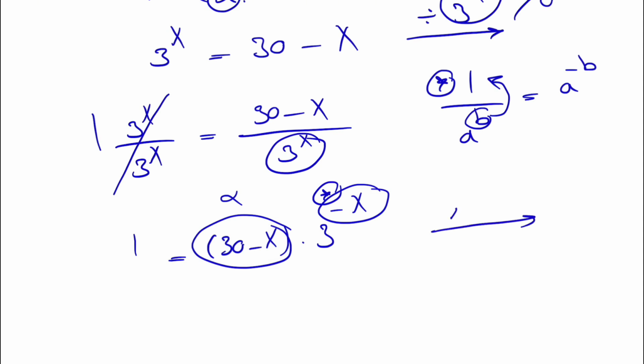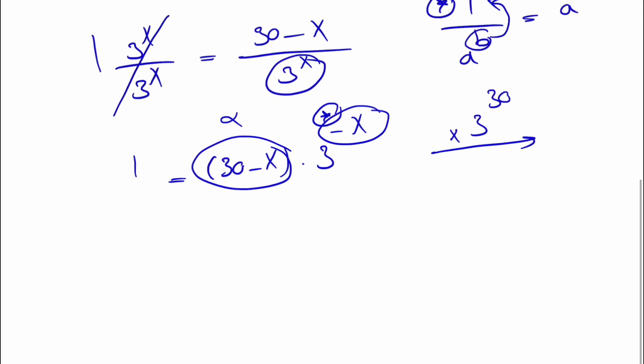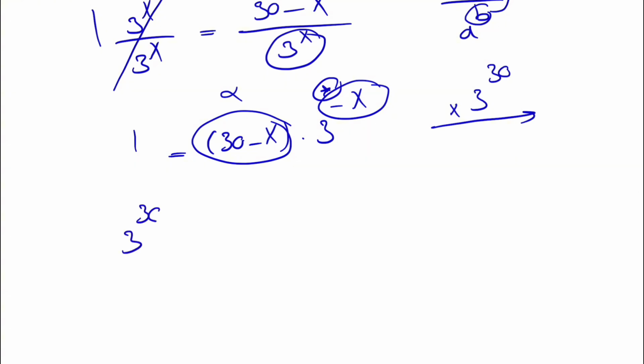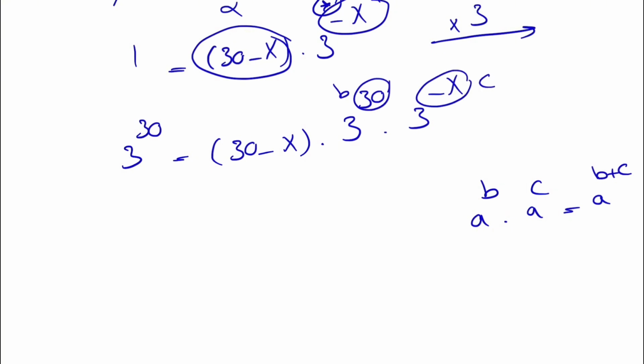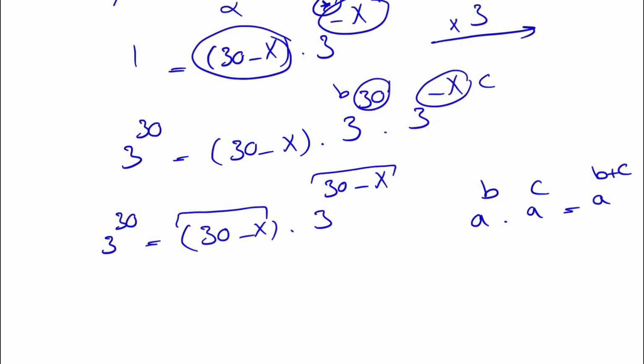And we can see if we multiply this by 3 to the power of 30, what we're going to get on the left side is basically 3 to the 30, and in here we have 30 minus x times 3 to the 30 times 3 to the minus x. So from the laws of the exponent, when we have a to the b times a to the c, this will be basically a to the power of b plus c. This is our b, this is our c. So basically on the left side we have 3 to the 30 is equal to 30 minus x times 3, this time to the power of 30 minus x. So we are getting closer and closer to our Lambert W function.